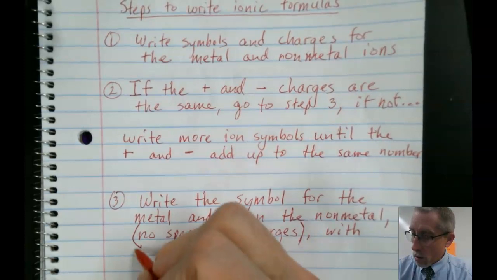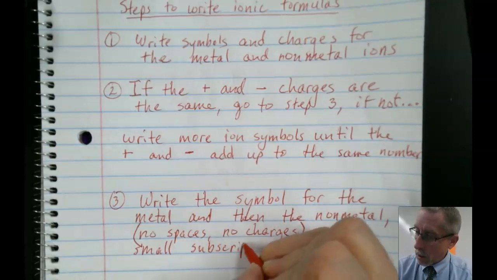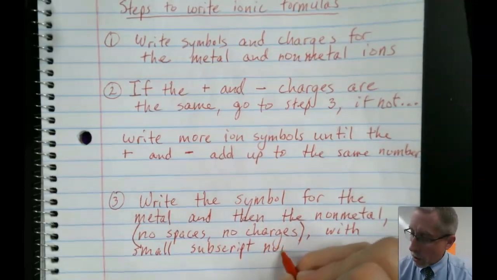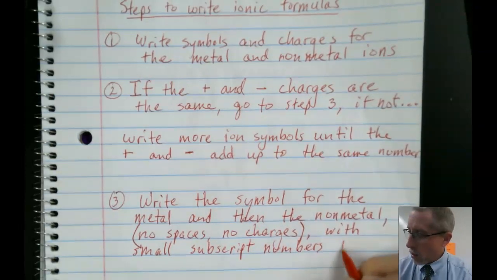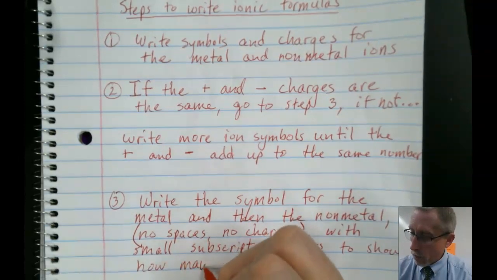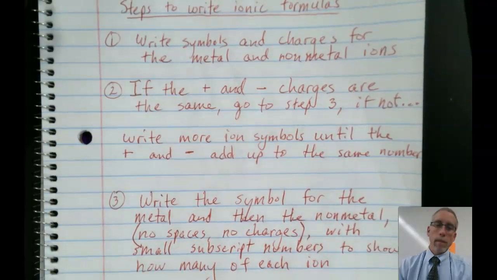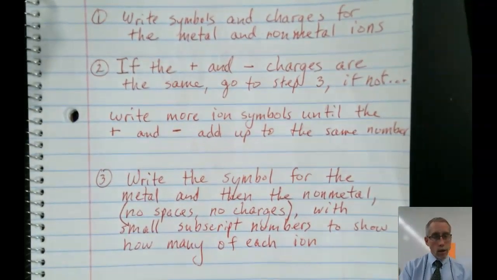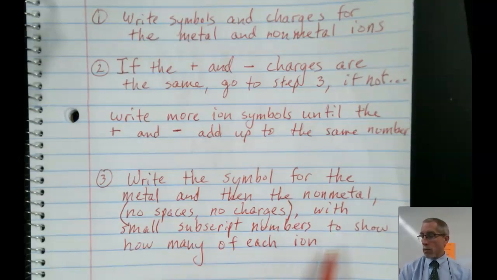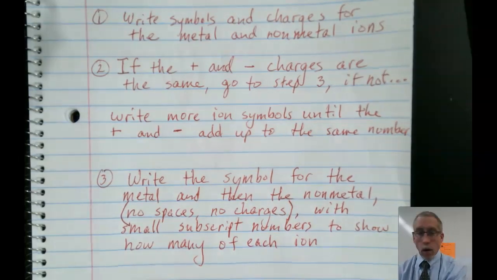With small subscript numbers, again, I'll explain all this in just a minute, to show how many of each ion. Okay, again, write that down so that you have it down, and then I'll show you how I'm going to modify the formula just a little bit to account for this little change. Okay, small subscript numbers to show how many of each ion. All right, hopefully you got that down now.